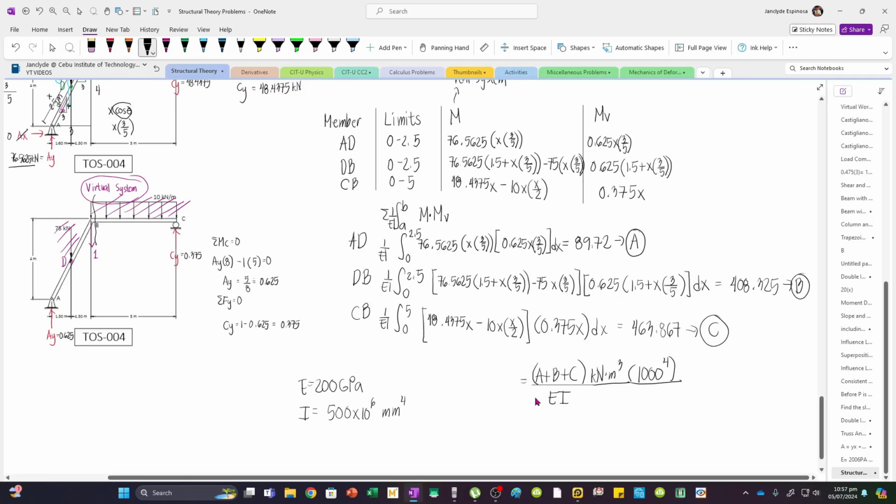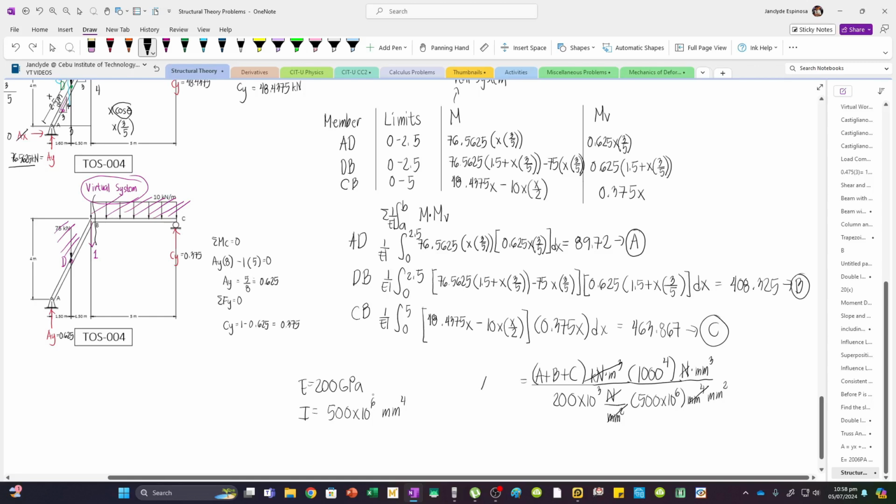And then for EI, we have 200 GPa. Convert that to MPa, we have 200 times 10 to the 3. This is Newton per mm squared. And then multiplied by 500 times 10 to the 6 mm to the 4th. Now, since we are multiplying here by 1000 to the 4th, essentially, our resulting unit will now be Newton mm cubed. And then mm squared will cancel. Also Newton. We have here mm squared. So, mm cubed divided by mm squared, that gives us a unit of mm. And so that will be our deflection.